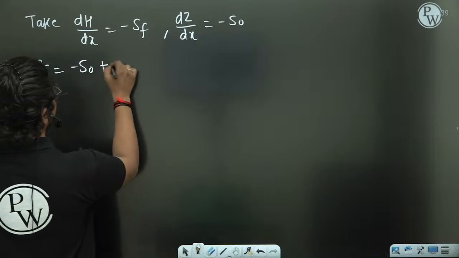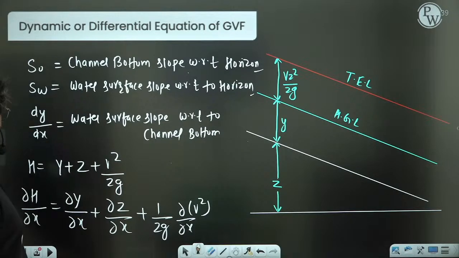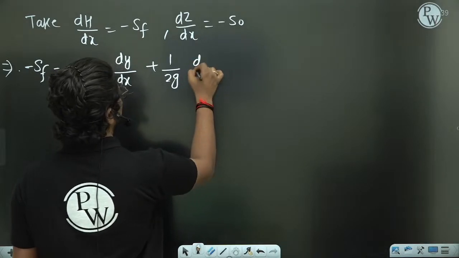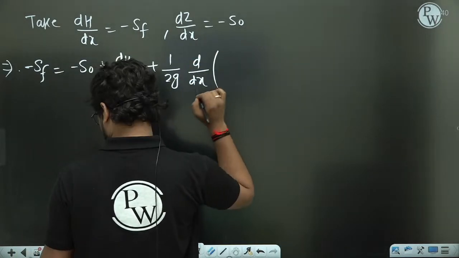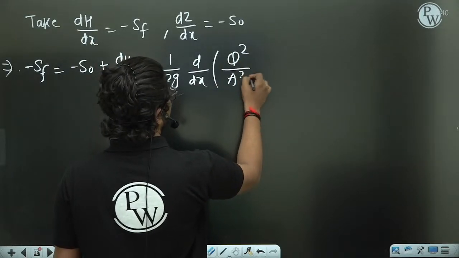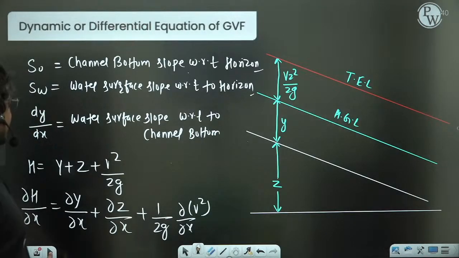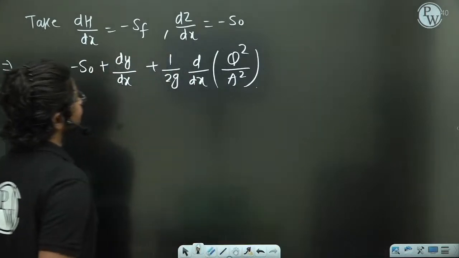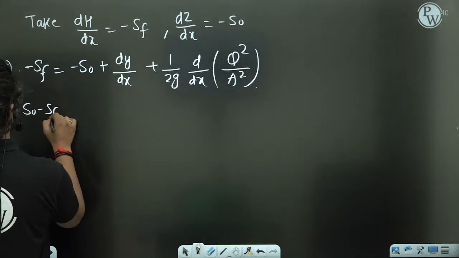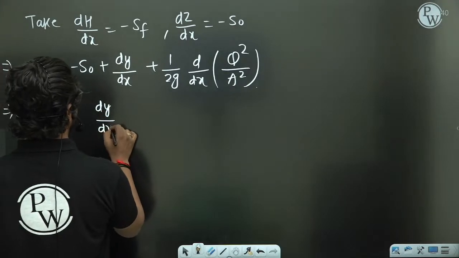plus dy upon dx plus 1 upon 2g d upon dx of v square, that is q square upon a square. Sorry, equal to 0 is not there. So you can put S naught on this side. So it is S naught minus SF equal to, we are having dy upon dx.